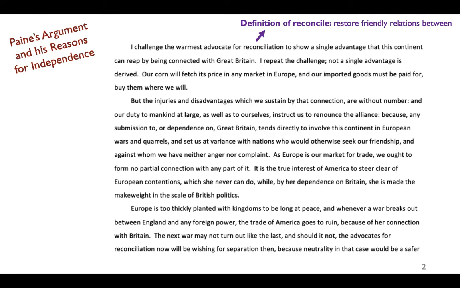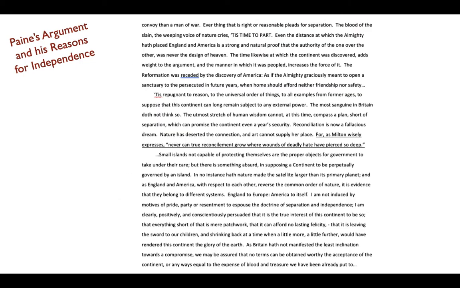So, because neutrality in that case would be a safer convoy than a man of war, everything that is right or reasonable pleads for separation. The blood of the slain, the weeping voice of nature cries, 'tis time to part. Even the distance at which the Almighty hath placed England and America is a strong and natural proof that the authority of one over the other was never the design of heaven. The time likewise at which the continent was discovered adds weight to the argument, and the manner in which it was peopled increases the force of it.